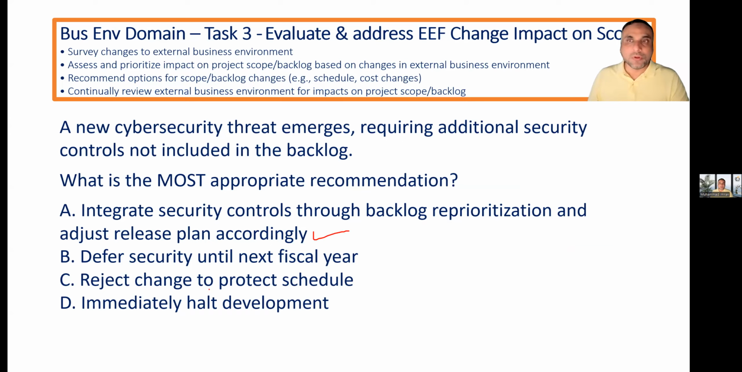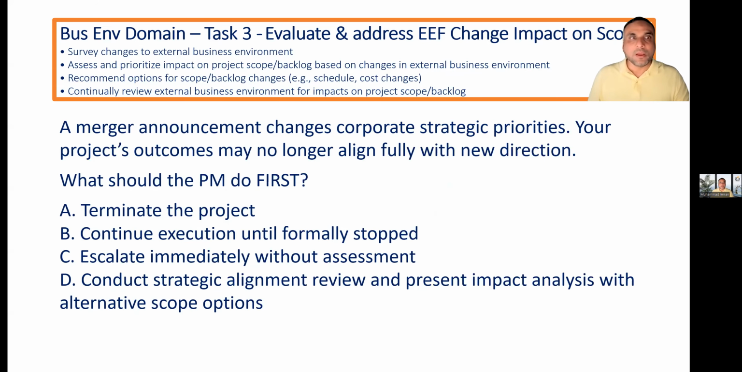To know how much risk is involved, we perform an iteration called as... Can you please answer this? How much risk is involved? We perform an iteration called as spike. It could be risk-based spike or architecture-based spike. Very good. Next, a merger announcement changes corporate strategic priorities. Surely it happens. Your project's outcome may no longer align fully with new directions.